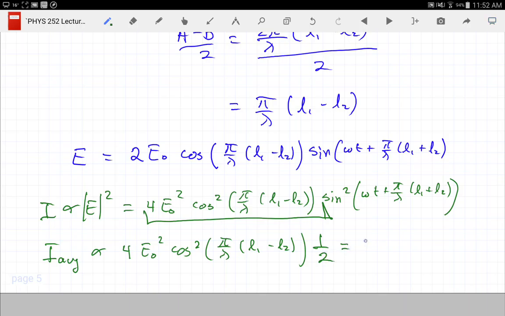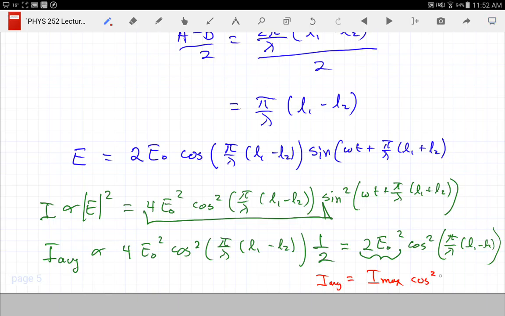So this is going to be 2E0 squared cosine squared pi over lambda L1 minus L2. That's my average intensity is proportional to that. Because it's proportional, we just say, let us call this right here, let me change colors for the final, I max. And so we'll just say that the I average is equal to I max times cosine squared of pi over lambda times L1 minus L2.